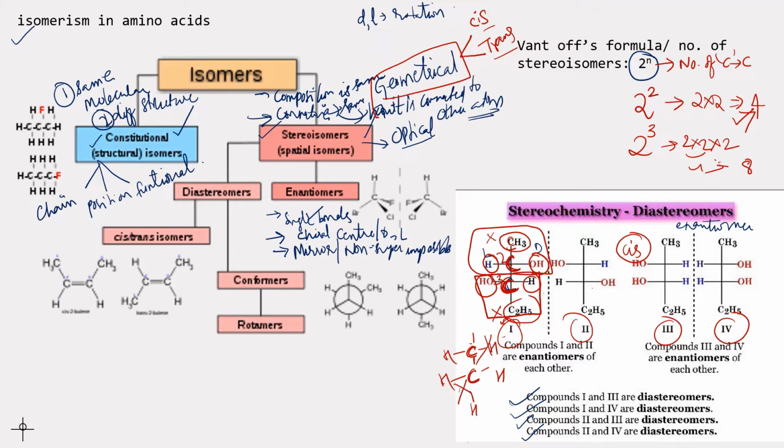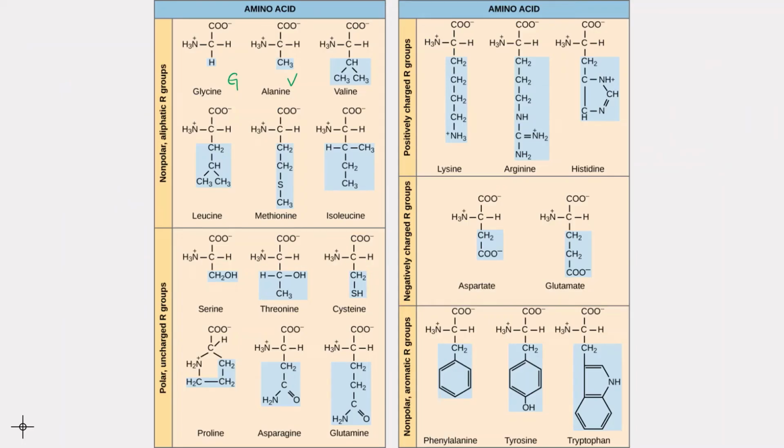But if they are present on the opposite side, that is in case of the second structure, you see that OH is over here and OH is over here. So this is in the trans configuration. So this is called trans. So now we have learned all the basic properties of an amino acid. So let's now look at the amino acid structures.